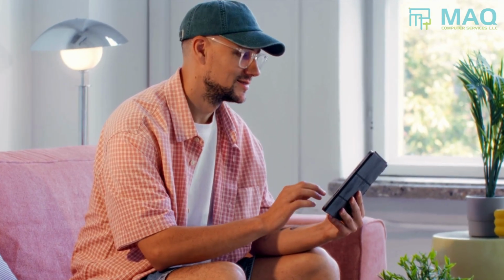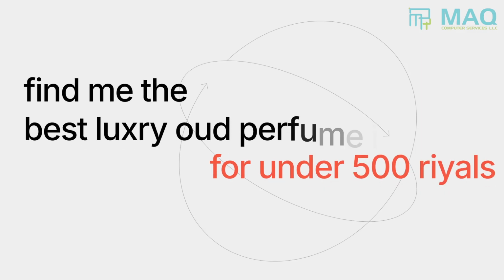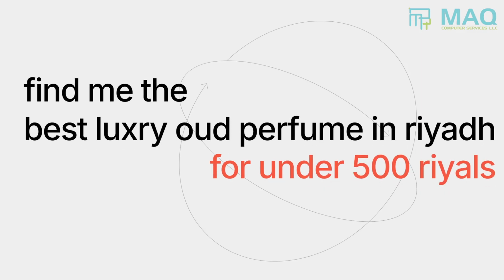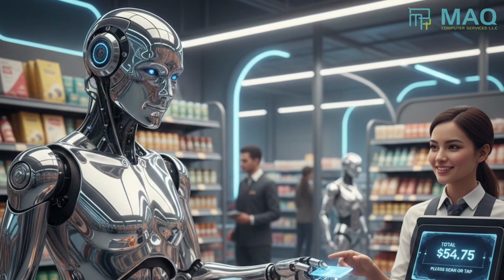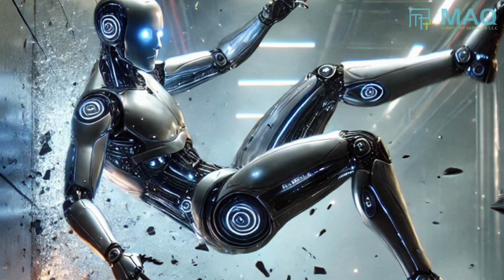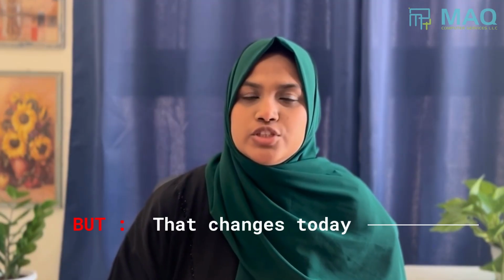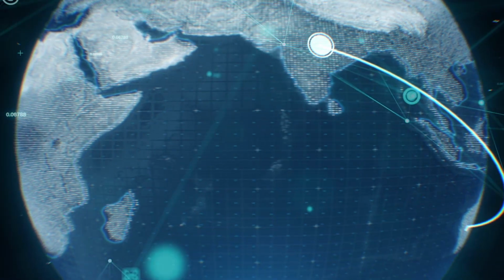If a customer asks ChatGPT or Gemini, find me the best luxury oud perfume in Riyadh for under 500 riyals, does the AI send them a link? Or does the AI just buy it for them? Right now, the AI hits a wall. But that changes today with UCP.